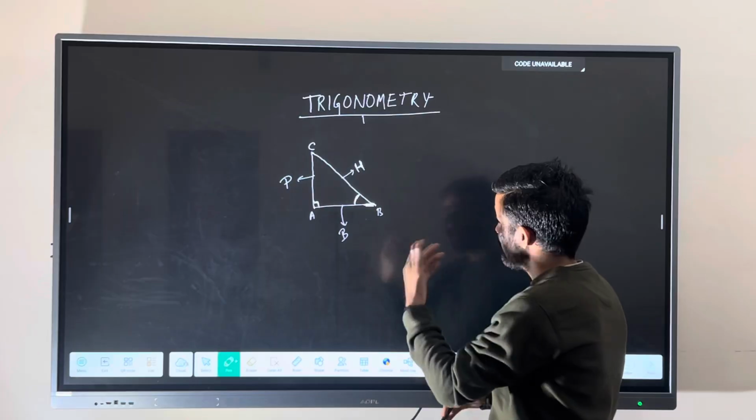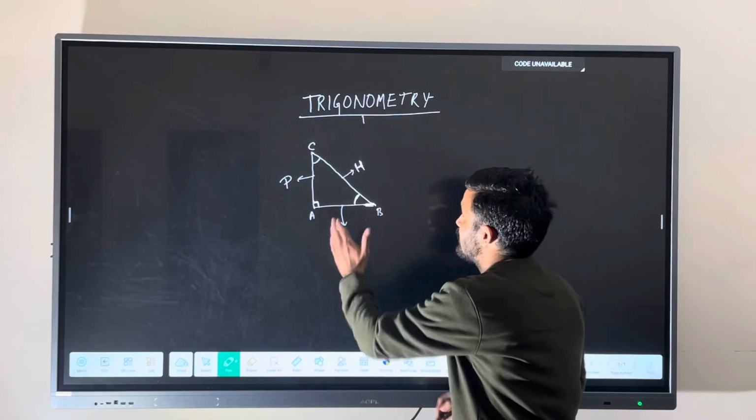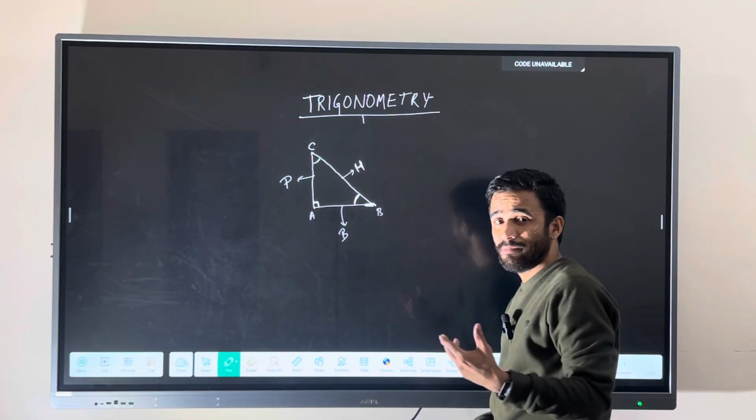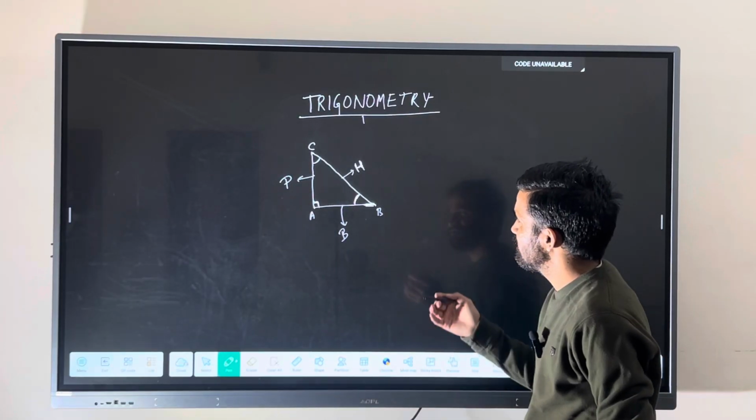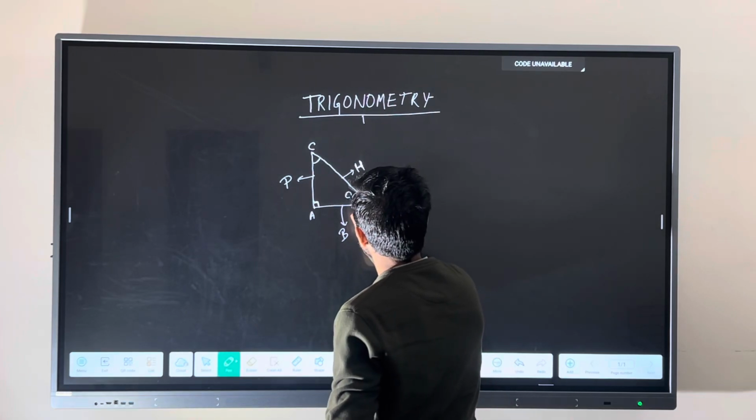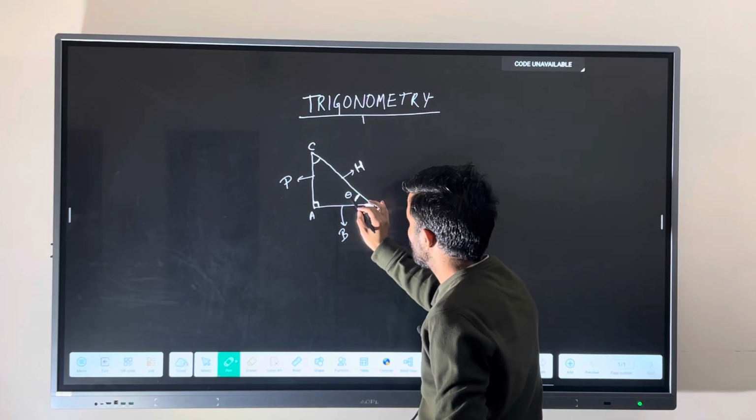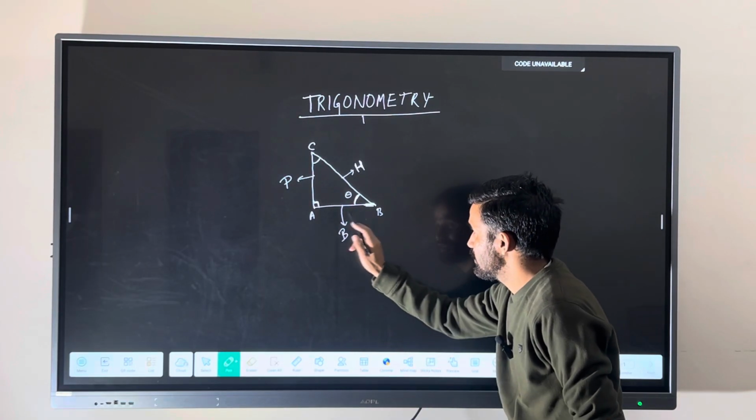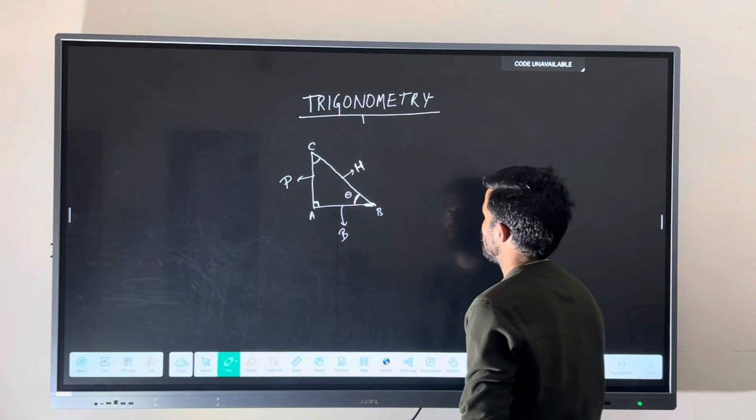Similarly, if I consider angle C, then for angle C, AC will act as the base and AB will act as the perpendicular. But for our convenience, I am now considering this angle B as theta. So for B, taking B as the angle theta, AB is the base and AC is the perpendicular.